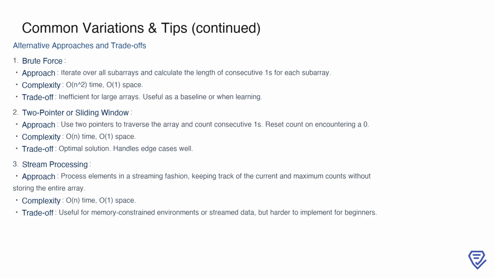For scenarios where the data is streamed or too large to fit in memory, a streaming processing approach can be used. Here, you calculate the current and maximum counts on the fly without storing the entire array. While this is memory efficient, it can be harder for beginners to implement. Each approach has its use case, but understanding the trade-offs is essential to choosing the best method for a given situation.